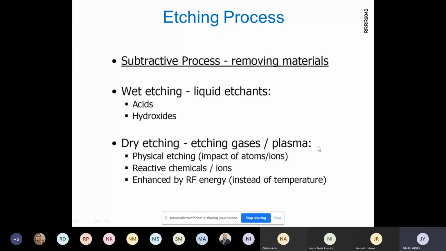For physical etching, normally the process is done through the impact of atoms or ions, and also reactive chemical ions. Another technique is using etching enhanced by RF energy instead of temperature.